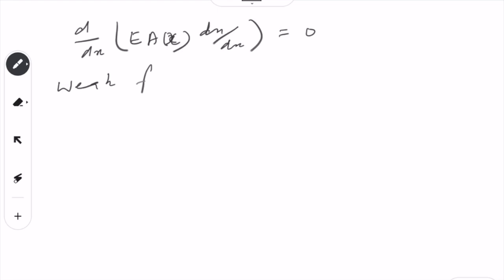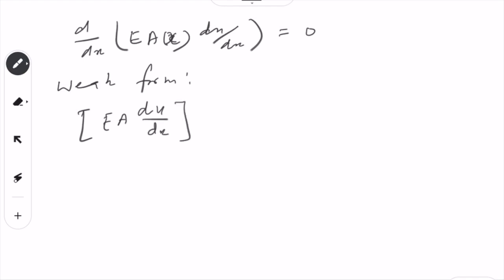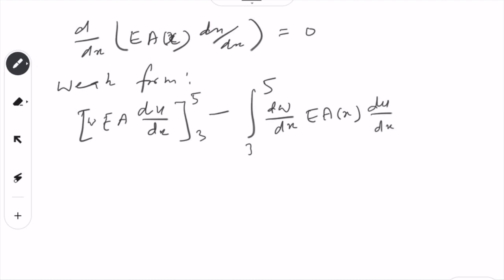And hence our weak form becomes simply like this. We have W E A du over dx from 3 to 5, minus the integral from 3 to 5 of dw over dx E A(x) du over dx dx, and this will be equal to 0. This is in the global coordinate system, because we are saying 3 and 5 and so on.